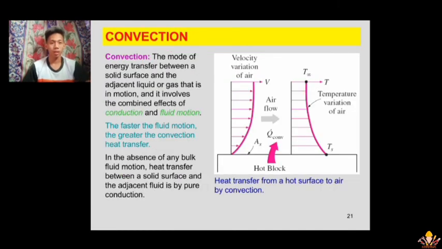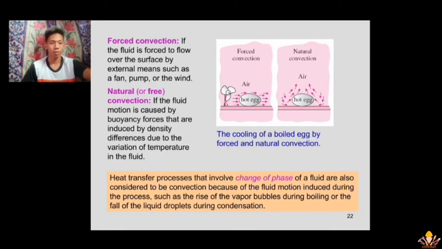Convection is the mode of energy transfer between a solid surface and the adjacent liquid or gas that is in motion, and it involves the combined effects of conduction and fluid motion. We have two types of convection. We have forced convection, if the fluid is forced to flow over the surface by external means such as a fan, pump, or the wind. Second is natural or free convection, if the fluid motion is caused by buoyancy forces that are induced by density difference due to the variation of temperature in the fluid.